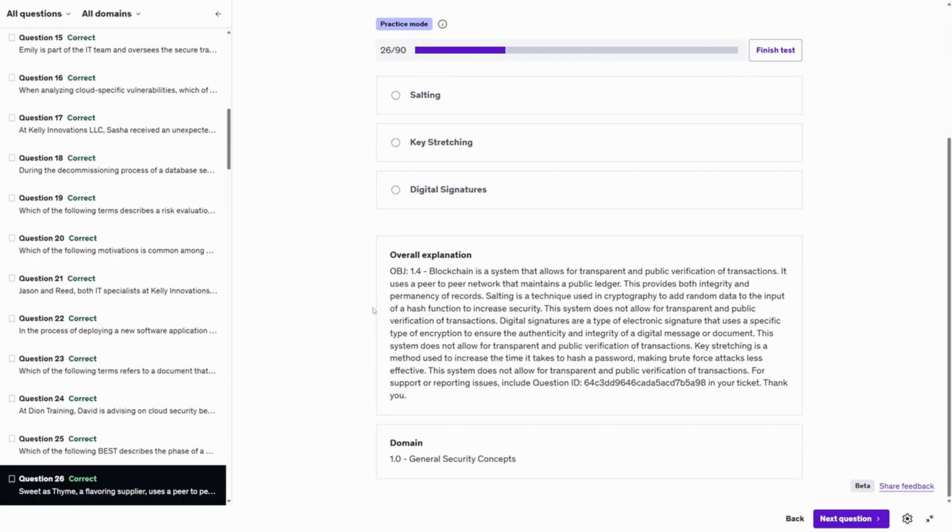Blockchain is a system that allows for transparent and public verification of transactions. It uses a peer-to-peer network that maintains a public ledger. This provides integrity and permanency of the records. All right, and I'll leave up the incorrect answers for a few extra seconds.